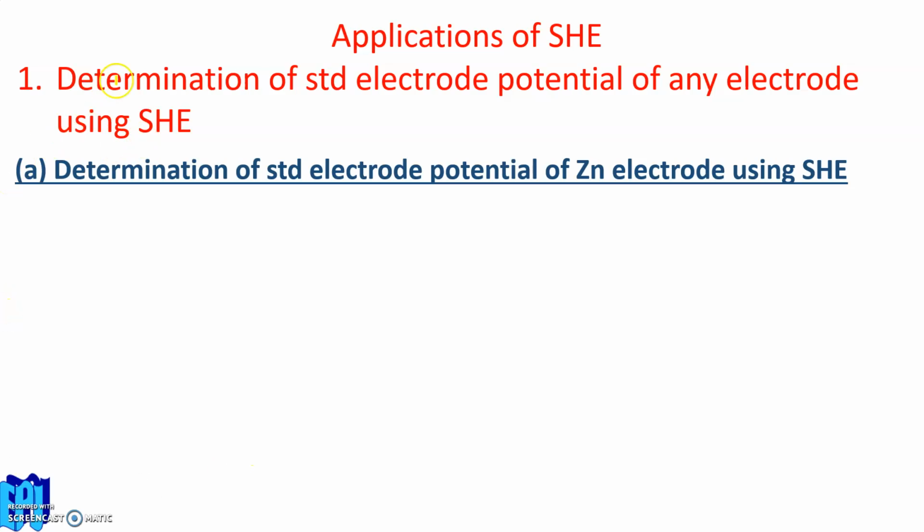The first application of SHE is determination of the standard electrode potential of any electrode. We know the value for the zinc electrode is minus 0.76, and for copper it is 0.34. How do we know that? We just coupled that electrode with a reference electrode, and some calculations revealed the data. So first of all, I am going to show you the steps for the determination of the electrode potential of the zinc electrode using SHE. Before that, we need to write the setup.